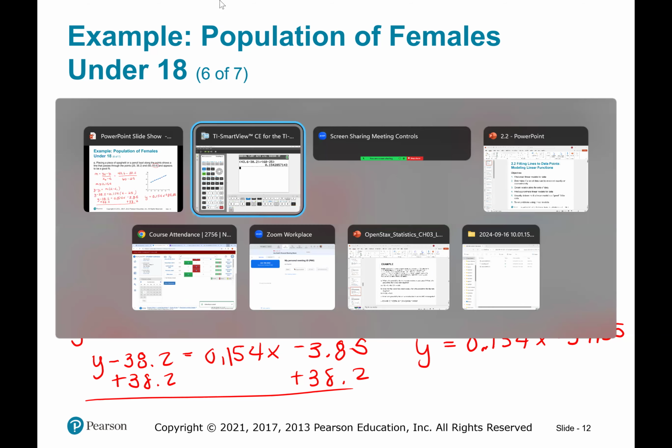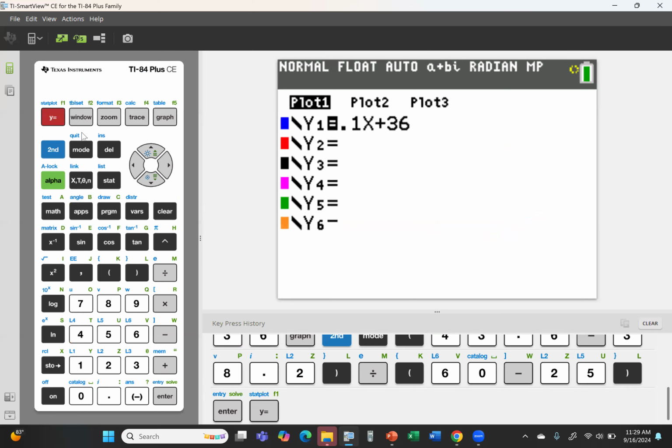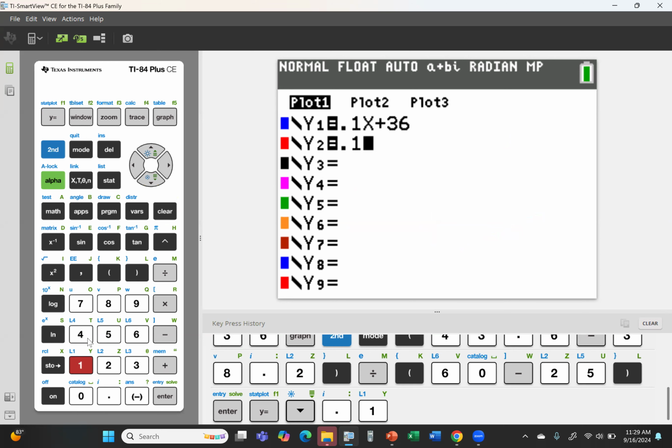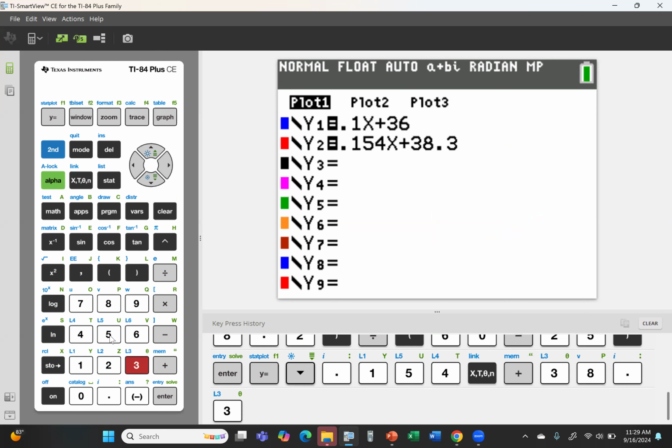And I am going to graph it in my Y2. So I'm just going to arrow down to Y2. And I'm going to graph that second model. So 0.154 x, is that correct? Plus 38.35, 38.35. And then just hit the graph button.